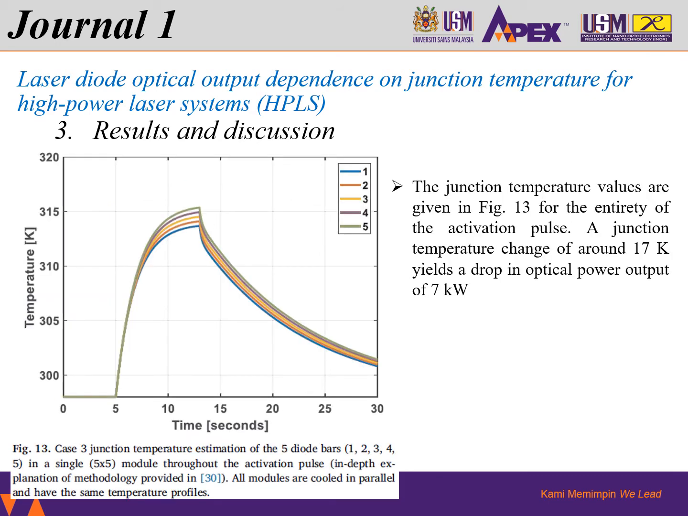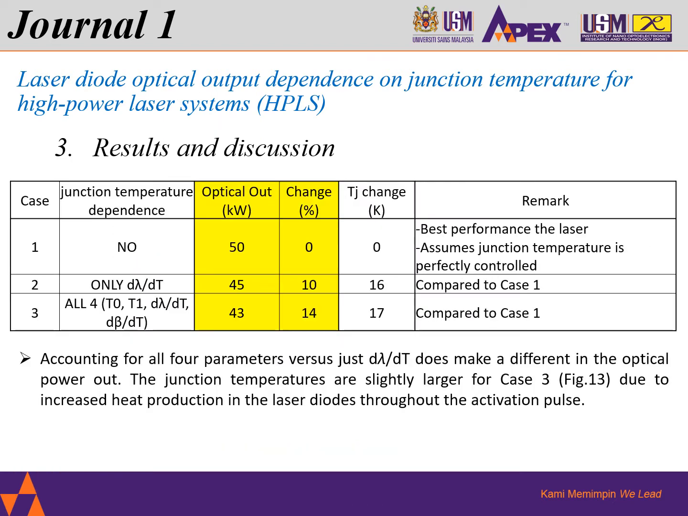So for the third case, it caused even more temperature change from the activation pulse here. It's around 17K now, and also yields a drop in the optical power output of 7 kilowatt. As mentioned, this is the summary of those previous results for 3 cases.